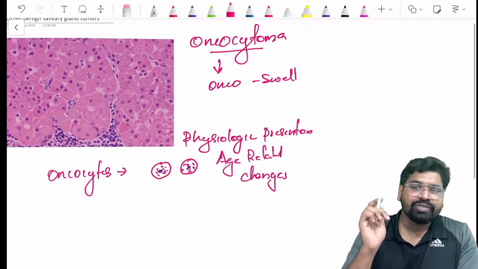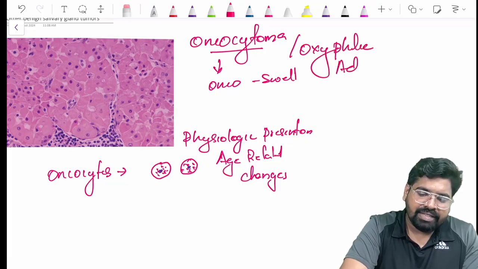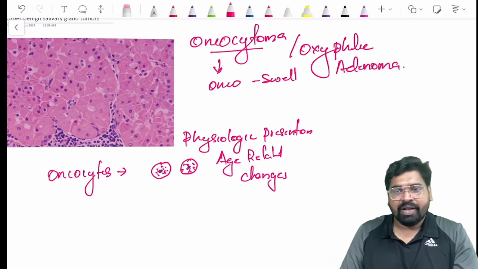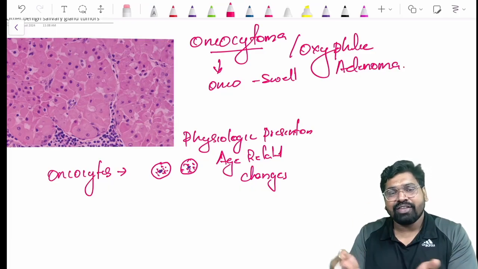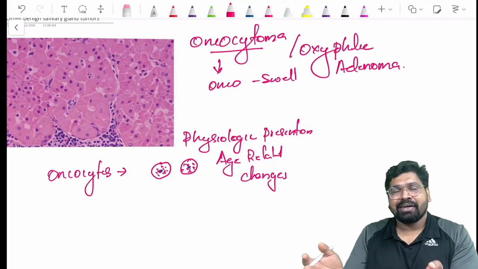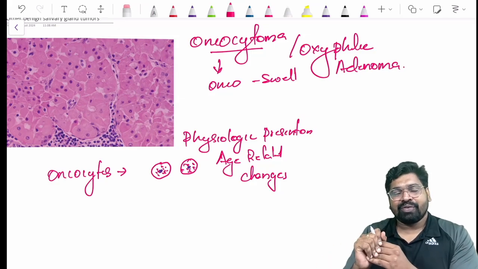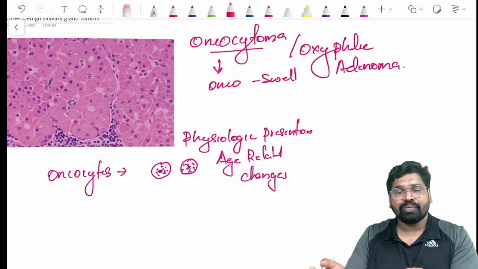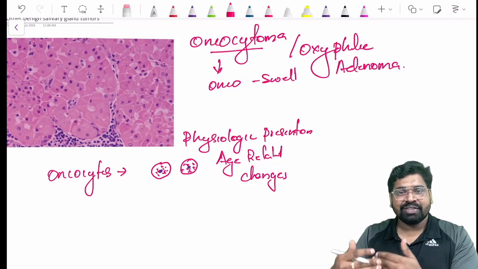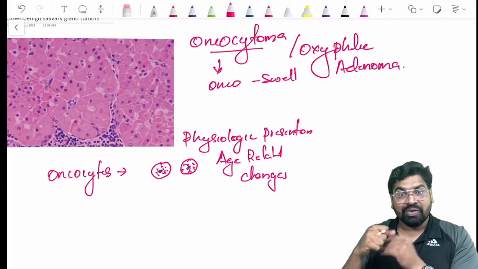The other name of oncocytoma is oxyphilic adenoma. Please remember this. There was a question in the previous 2022 NEET where the option was oxyphilic adenoma and not oncocytoma. The students had learned oncocytoma, but had no info that oxyphilic adenoma is the synonym. They said, sir, there is an option called oxyphilic adenoma, and you never told us that such a tumor exists. So I always tell them, don't omit the synonyms. They can put any name in the option: oncocytoma or oxyphilic adenoma.